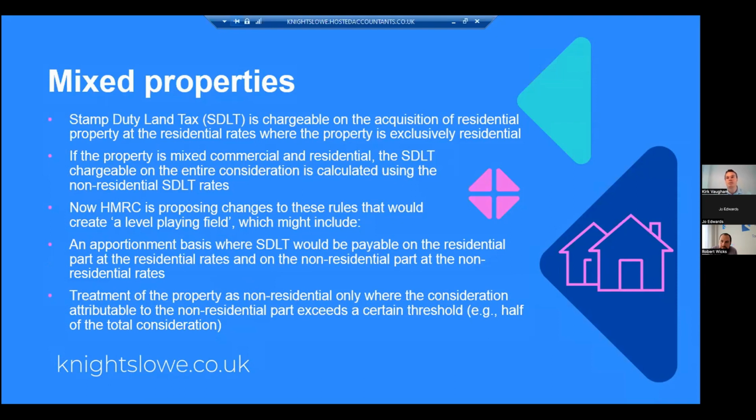The revenue is saying, well, I don't think that's right. What we should be doing is actually apportioning it, and it should be a case that the residential rates apply to the £1 million for the property, the home, and then the non-residential rates can apply to the £50,000 non-residential property. So these have been looked into by the revenue, I think, just because it doesn't feel fair. They're looking to level the playing field, as they say. So it's probably just one to watch if you are buying a mixed property with residential and non-residential elements to it, because the stamp duty land tax cost might increase in the future.